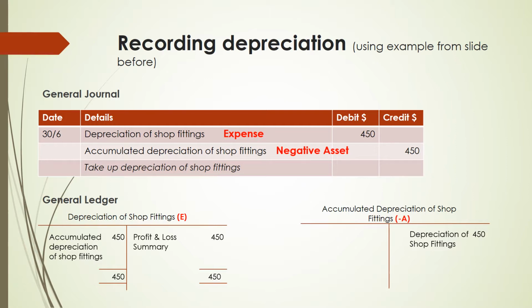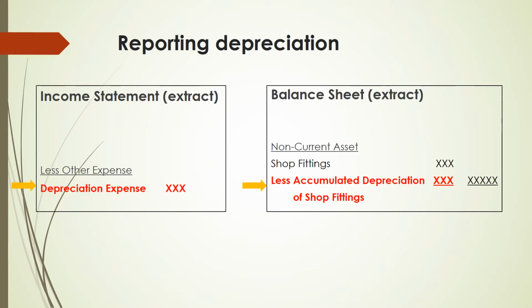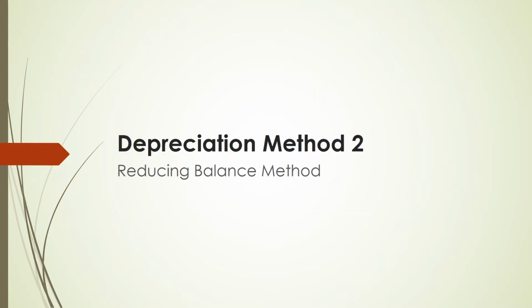Whereas on the other hand, the accumulated depreciation of shop fittings is a negative asset, we would therefore be balancing this account. When we are reporting depreciation in the financial reports, we will be reporting the depreciation expense in the income statement under the other expenses section, whereas in the balance sheet, we will be reporting the accumulated depreciation amount under the non-current asset. The next depreciation method that we'll be looking at is the reducing balance method.